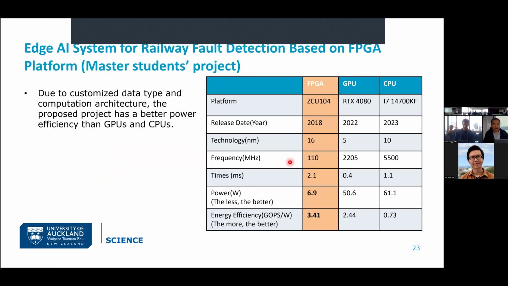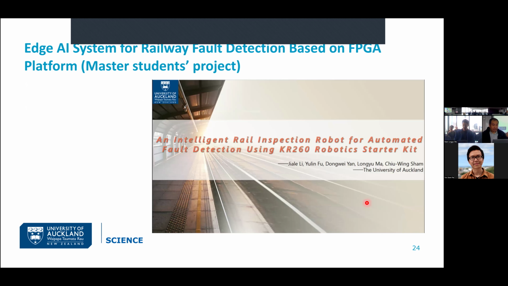The project result has been merged into a research paper, which was submitted to a Japanese conference weeks ago. Because we chose to use a customized data type, and also refurbished the computational architecture, the proposed project has better power efficiency than GPUs and CPUs. This is the advantage of the FPGA platform. And here is the demo for this project.